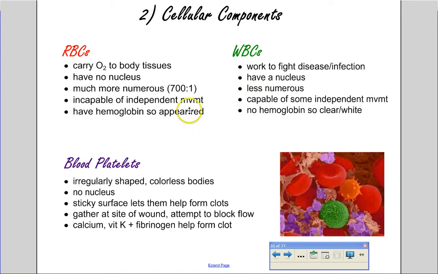A simple one, red blood cells appear red. But why do they appear red? They appear red because they have hemoglobin, and the hemoglobin gives off a red color. It's a brighter red when there's oxygen bound. White blood cells don't have any hemoglobin, so they appear clear or white.